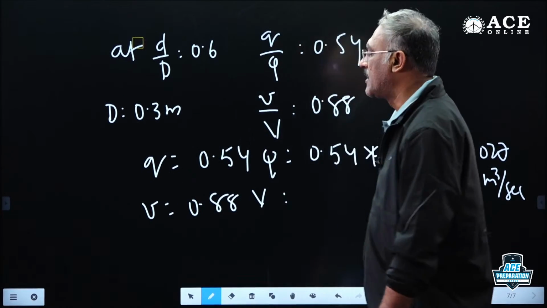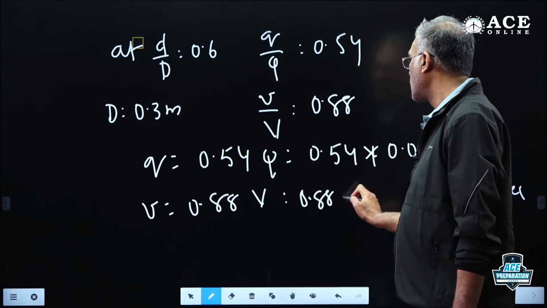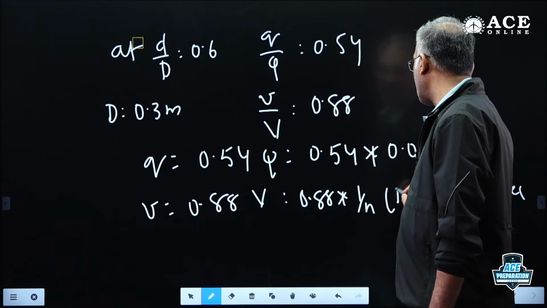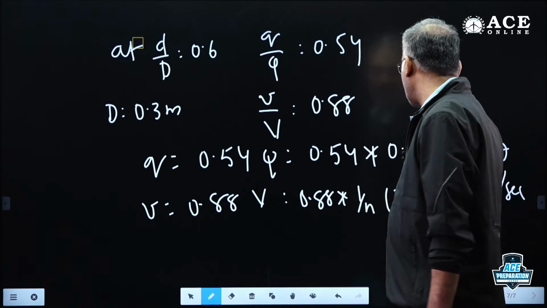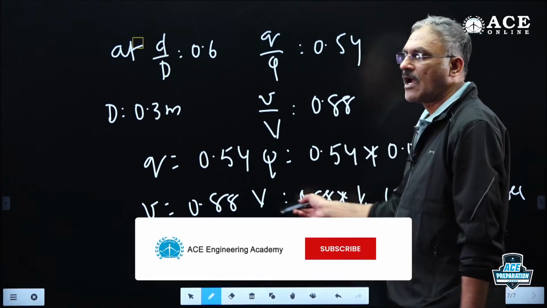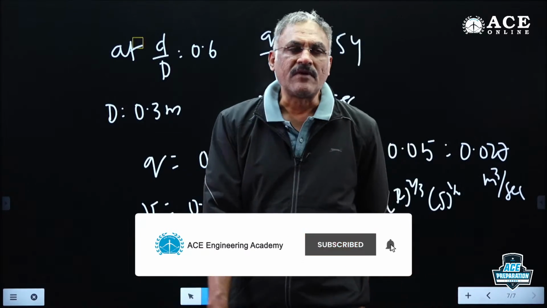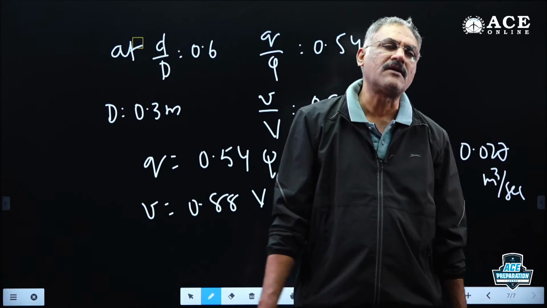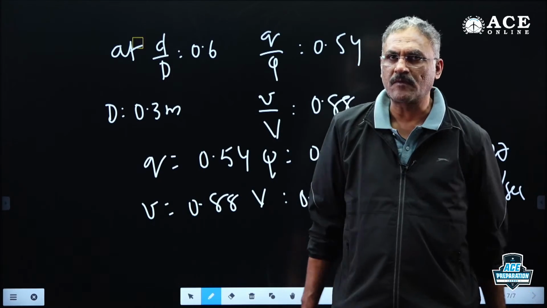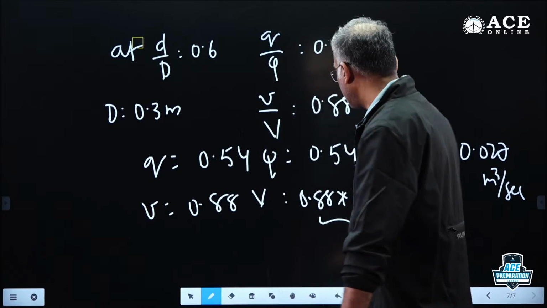Running full we know how to calculate. So 0.88 times running full means 1 by n, R power 2 by 3, S power half. When running full, R is d by 4. If we substitute these values and multiply that value with 0.88, we will get the velocity of flow at the partial flow condition; you can comfortably work it out. That is how we need to approach the problem. Clear?